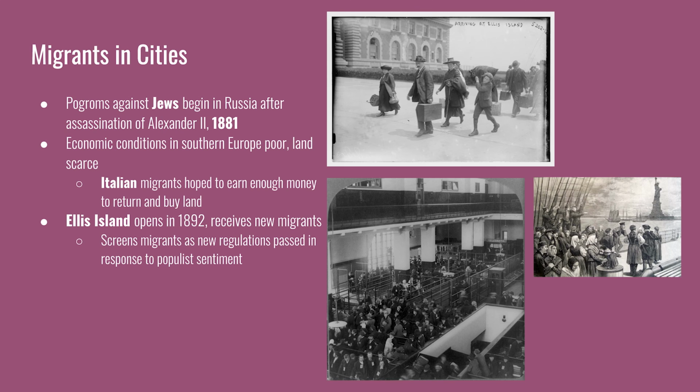Jews escaped violence from pogroms in Eastern Europe, Russia, Ukraine, and Poland. Pogroms in Russia were caused by the assassination of Alexander II in 1881 that was blamed on Jews and led to violence directed against them.